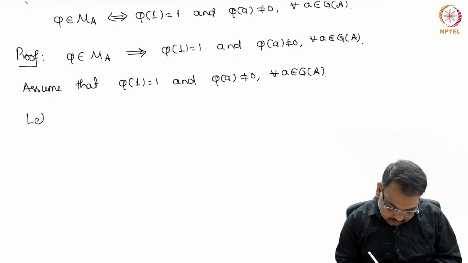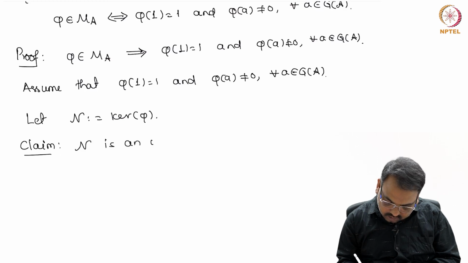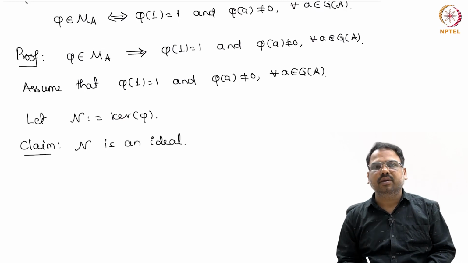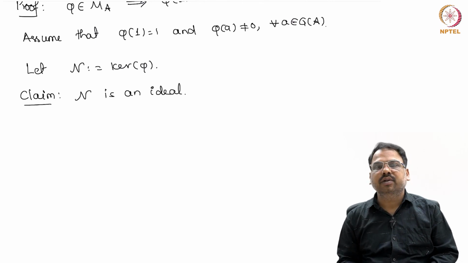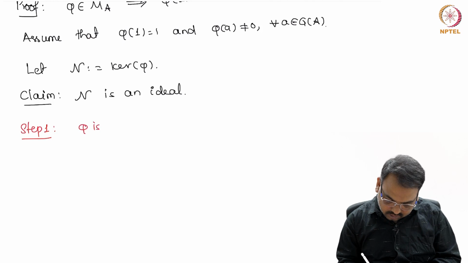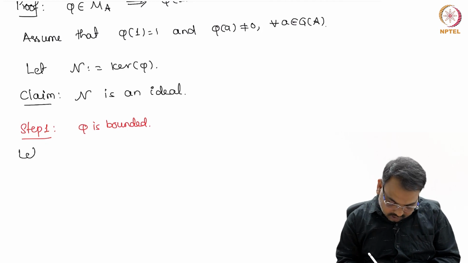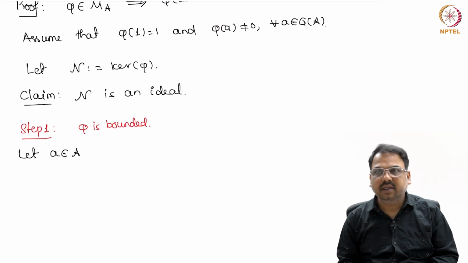So let us take N as kernel phi. The claim is the following: N is an ideal. To prove this result, we divide the proof into different steps. The first step is: phi is bounded. Let us start with some element a in A. There are two cases: a is in N and a is not in N.